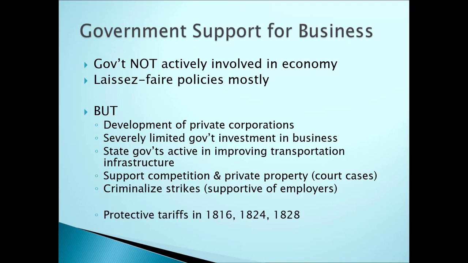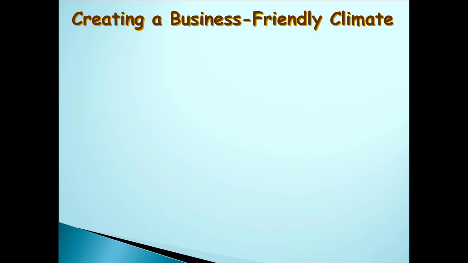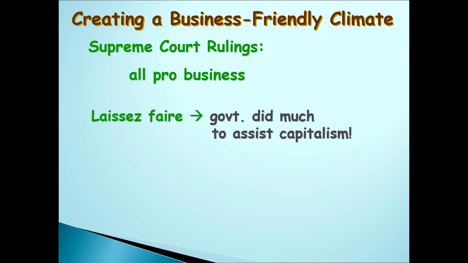And of course, they passed a series of tariffs in 1816, 1824, and 1828 to make the cost of goods coming in, like the Irish linen and the English wool, so expensive that you would rather buy from here, like you'd rather go to Walmart than go to Kohl's. So basically what they're doing is creating a very business-friendly climate. Supreme Court rulings, all pro-business. Laissez-faire: government did much to assist capitalism, not by using money, but by just staying hands-off.